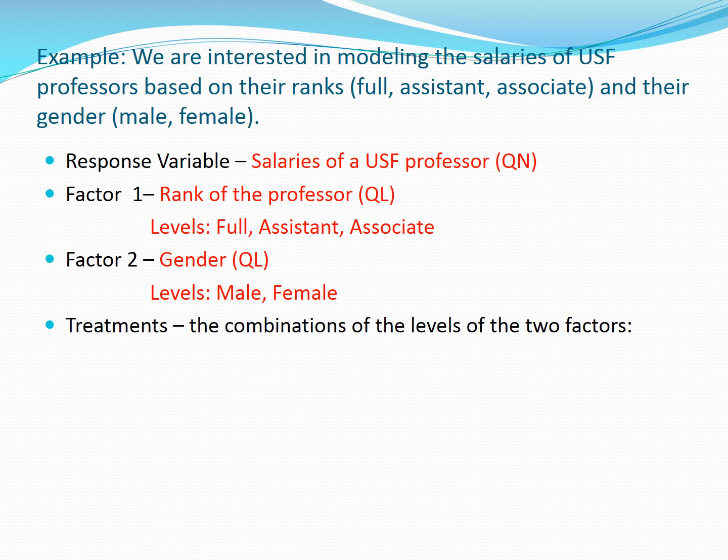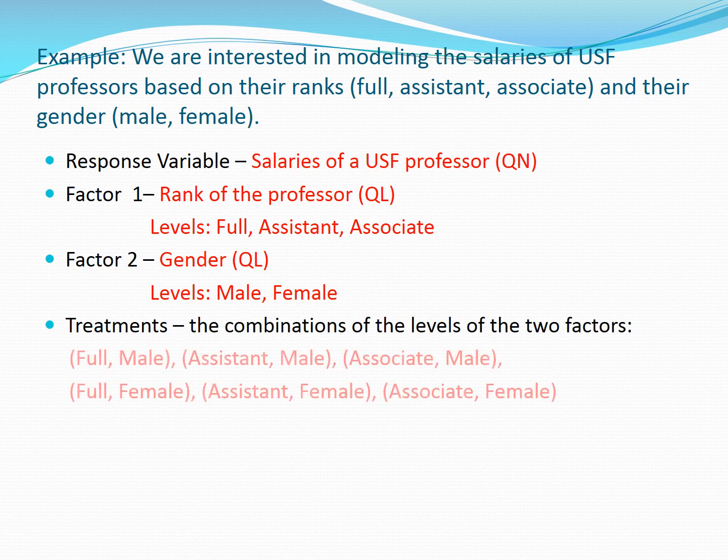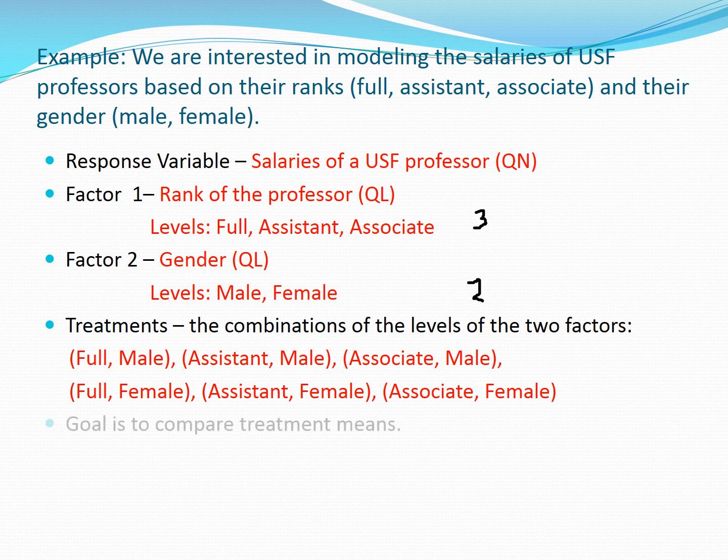And now to get to treatments, we look at the combinations. And so if you have 3 factor levels for factor 1, and you have 2 factor levels for factor 2, sometimes this is referred to as a 3x2 design. 3 levels here, and 2 levels here. 3 times 2 is 6. There's going to be 6 treatments, and here they are.